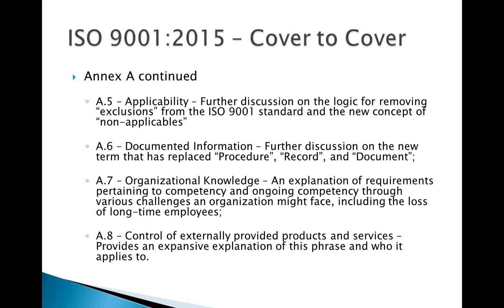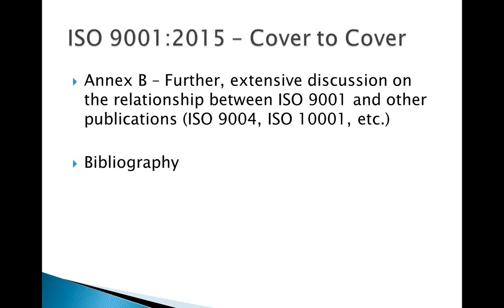Annex A7 is called organizational knowledge. There's some explanation of the requirements pertaining to competency, long-term challenges that companies face. And then in A8 we have, as we looked at earlier, discussion of externally provided products and what that phrase means and who it applies to. Annex B provides some discussion on the relationship between 9001 and several of the other publications that ISO has, and then the standard concludes with a bibliography.